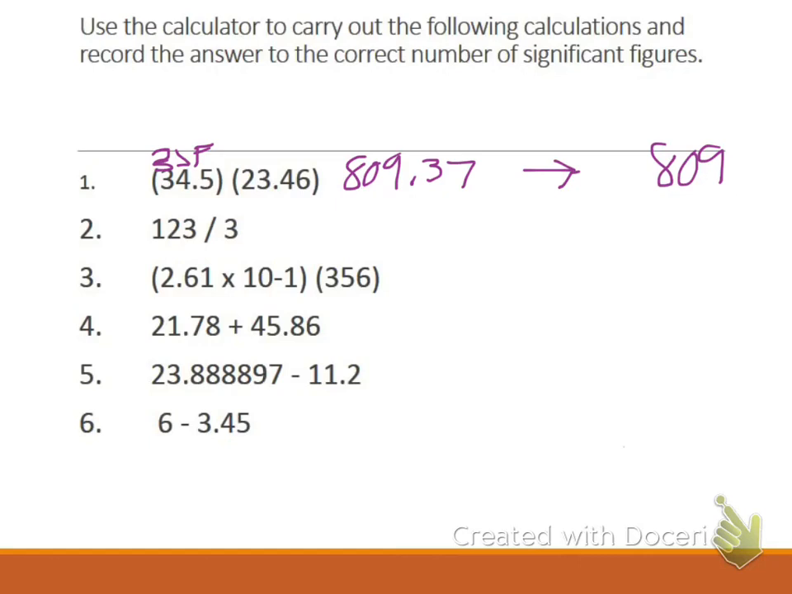Can you put the decimal? Nope, it's not necessary. It's redundant, because that's already an exact number, 809. The 9, the last number, is a non-zero, so it's significant. So we know it's an exact number.